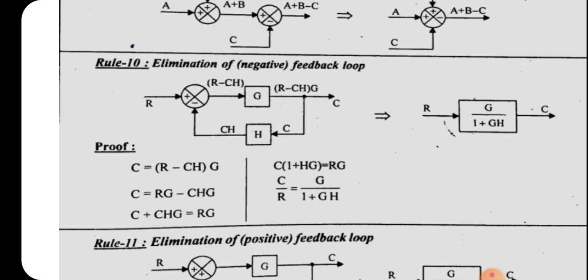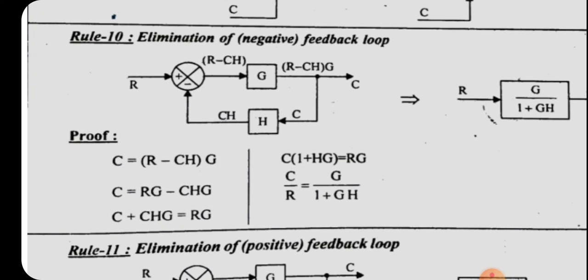We have the proof for this gain, that we know that output C is equal to R minus CH into G from the diagram, okay? And C is equal to, if we are multiplying each term, then we will get RG minus CHG. In this, CHG term goes to left side, so we will get C plus CHG equal to RG. And in that, C can be taken outside, so C into 1 plus HG equal to RG, and C by R will be equal to G by 1 plus GH. So the transfer function will be G by 1 plus GH. So we can replace this block diagram with a feedback loop by a single block having gain or transfer function G by 1 plus GH.